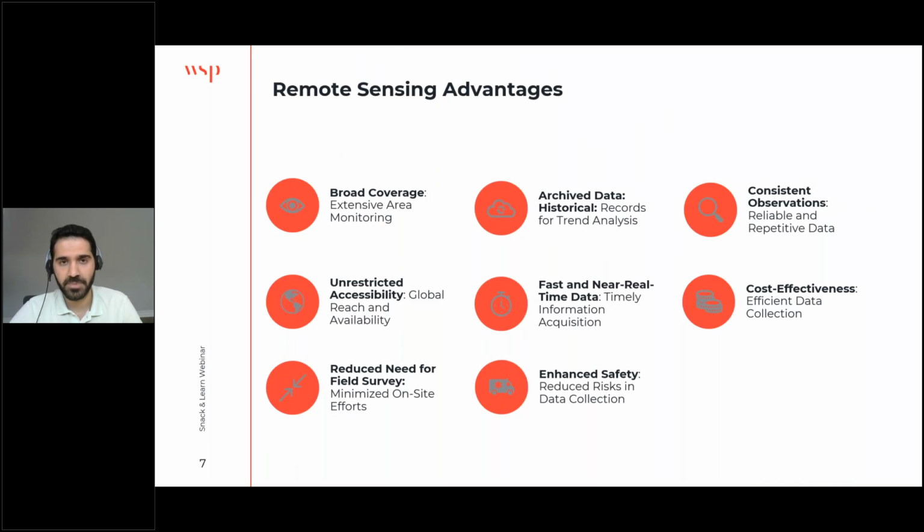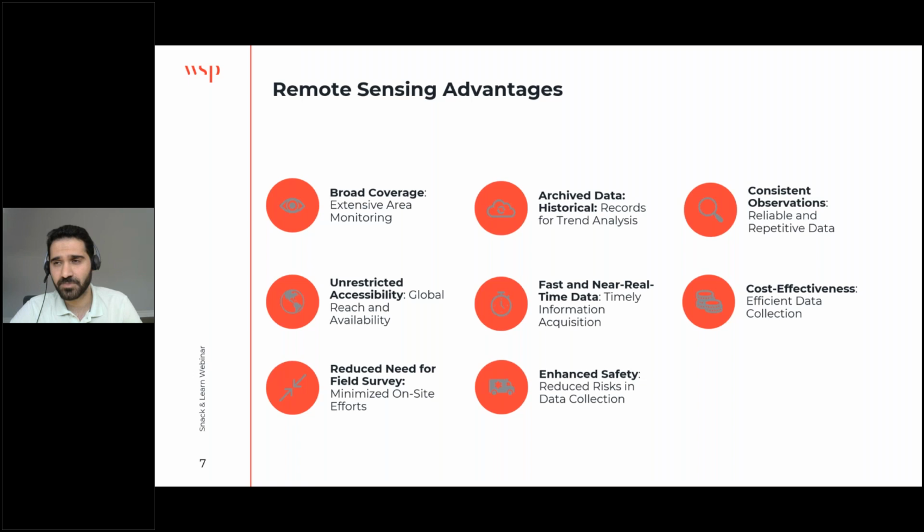Here are some main advantages of remote sensing compared to traditional methods, especially field survey. In summary, remote sensing is usually very cost effective, and we also have access to archive data sets, I can say back to, let's say, the 1980s. So if you want to analyze anything in the past, the data are already there, so we can go and use those historical archive data sets.